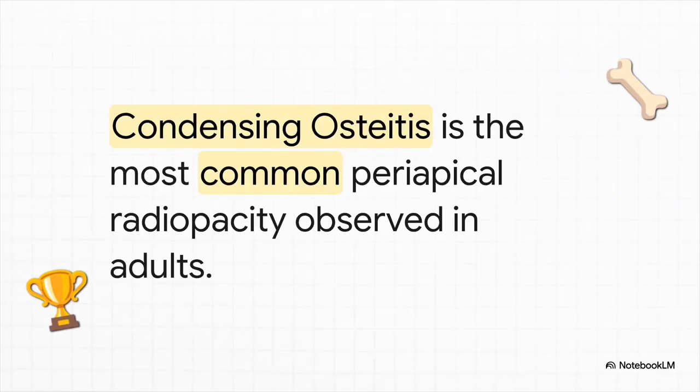And get this, here's a cool little tidbit from our source material. That bright white spot of extra dense bone, the one called condensing osteitis, is the single most common radiopaque thing seen around a root tip in adults. It's just the body's way of building a little fortress of bone to deal with irritation.